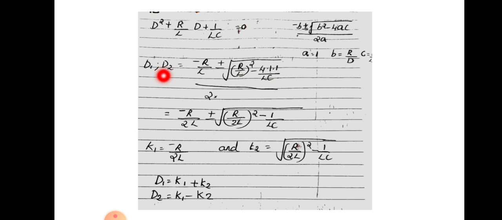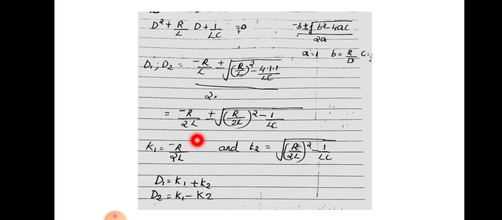So D1, D2 equal to minus b, which is minus R by L, plus or minus root of b square, which is R by L all square, minus 4ac, which is 4 by LC, whole divided by 2. Here a is equal to 1, b equal to R by L and c is equal to 1 by LC.